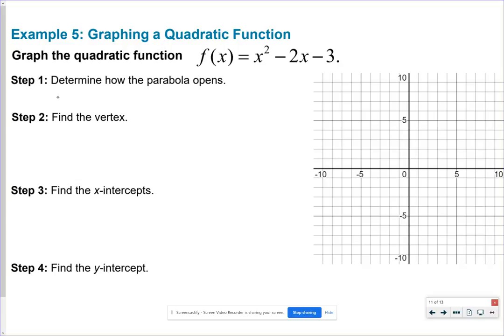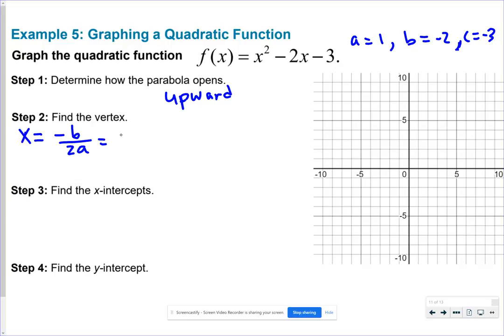Okay, so the parabola opens upward because a is positive 1, right? I'm going to identify the a, the b, and the c over here. A is 1, b is negative 2, c is negative 3. A is positive, so it opens upward. Find the vertex. So we're going to use x equals negative b over 2a.